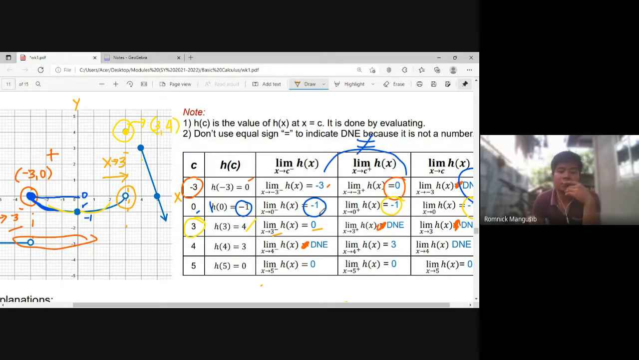Y gets closer to 0. 0 kasi papunta na siya dun sa kay horizontal. Papunta na siya dun sa x-axis. At kapag nasa x-axis ka, lahat ng y values dun ay 0. Take note of that. That is a constant function. A horizontal line is a constant function. Okay? Pero dito, bakit kaya DNE ito?